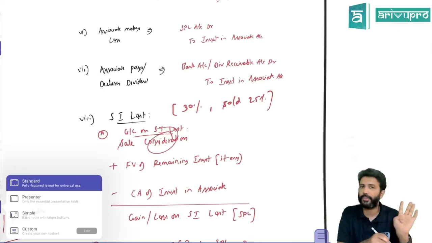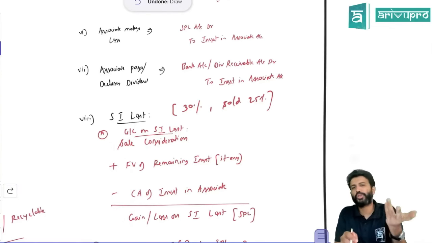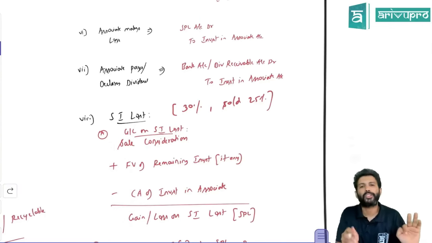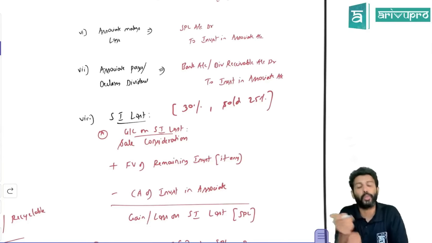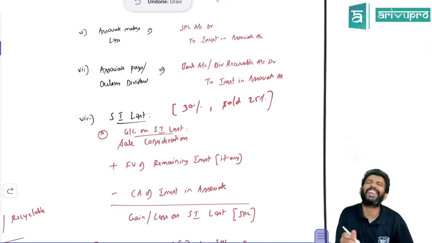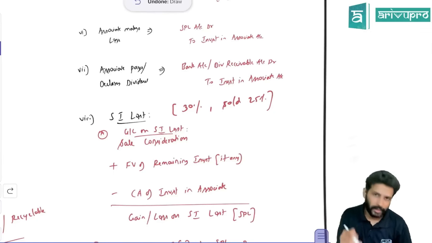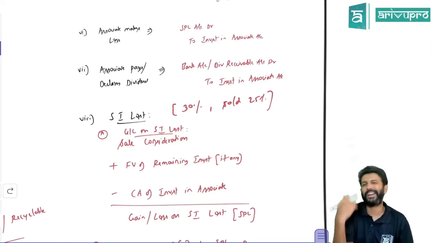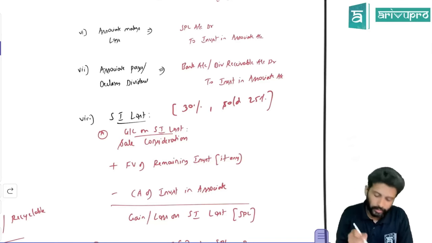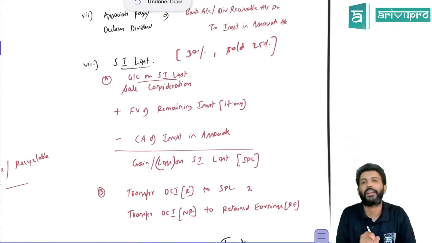Here also same thing, but a few components will not come. Take sale consideration, add fair value of remaining investment if any. Here in associate consolidation, we don't show NCI, so ignore that part. There's no goodwill or capital reserve either. Ignore that. We don't show net assets. Instead of net assets, what do we show? We show investment. So reduce the carrying amount of investment. That's all. So these 3 factors you consider: sale consideration, fair value of remaining investment, and reduce the carrying amount of investment in associate. Positive number gain, negative number loss on significant influence lost.